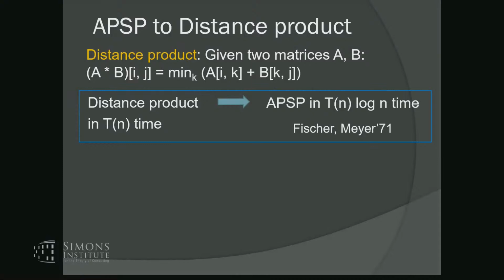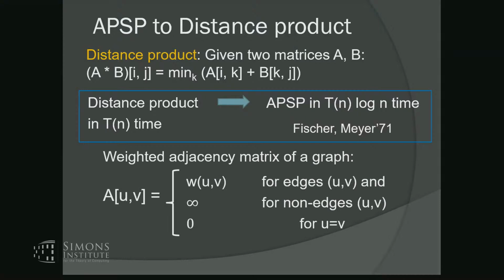So like in regular matrix multiplication, you're multiplying and adding, whereas here we're adding and taking the minimum. So this is a product that you can take over two matrices. And the statement here is that these two, APSP and this distance product, are actually equivalent. And what we're going to do today is to reduce from distance product to APSP. Okay, so what you do here is you take your instance of distance product. You're given these two matrices A and B that you want to take the distance product of.